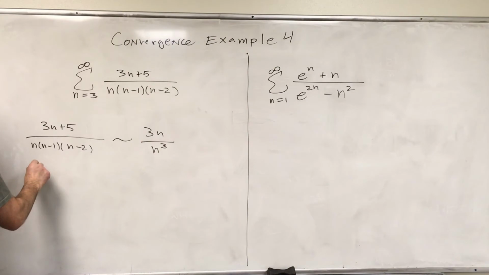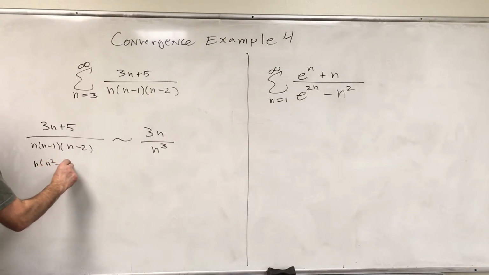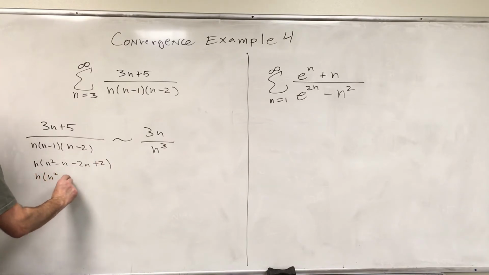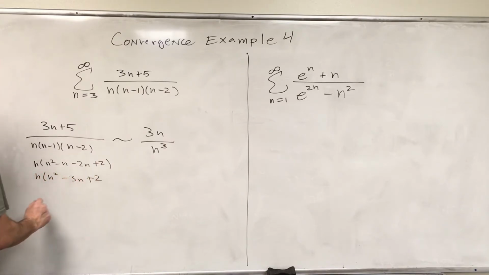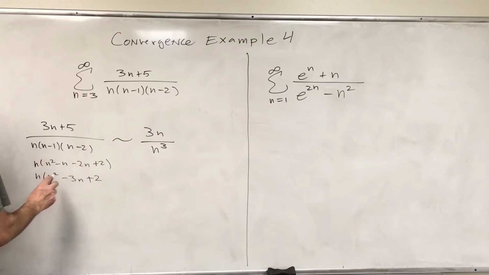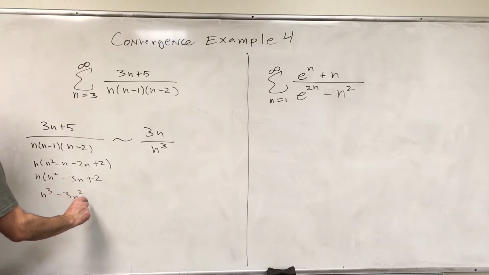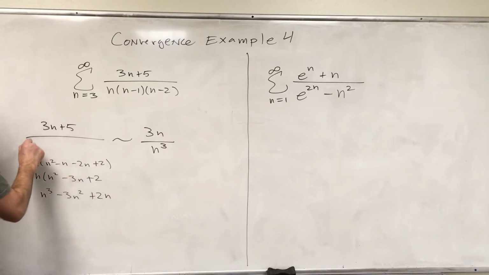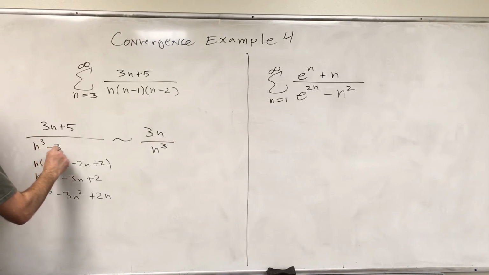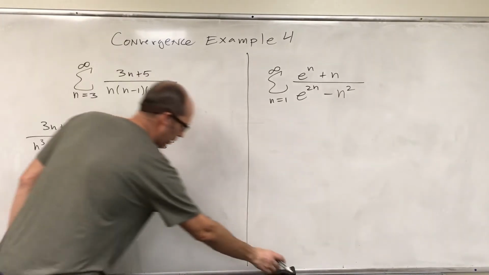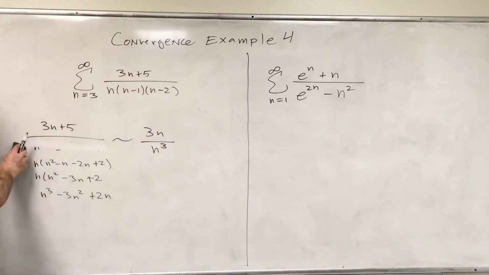Okay, so anyway, let's see. You've got n squared minus n minus 2n plus 2. That's n squared minus 3n plus 2. Then that's n cubed minus 3n squared plus 2n. So basically what I found here is that this denominator is n cubed minus 3n squared plus 2n, and you can see the dominant term is n cubed. So how did I do that before?